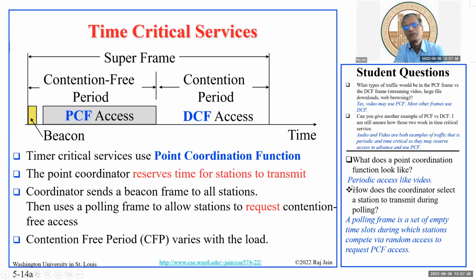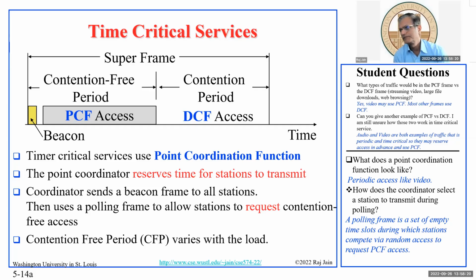What does a point coordination function look like? PCF access is periodic access, like video. Nobody watches a video for 1 microsecond or 30 microseconds or 30 milliseconds. They watch it for an hour, and the frames come every 30 milliseconds if you have 30 frames per second. Nowadays, we have 60 frames per second video, and we have 120 frames per second video. So we watch a lot of frames every second, and for all that periodic access, every so many microseconds or milliseconds, you need access on wireless that comes by PCF.